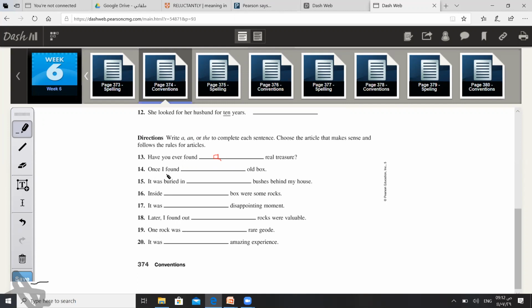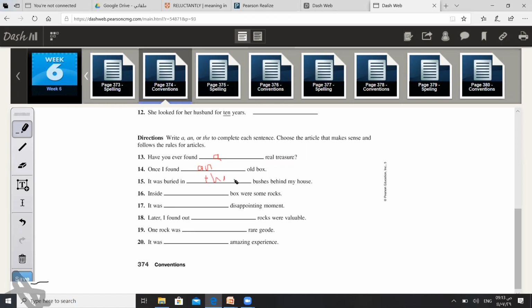"Once I found the box of books." Very good. And why "the"? I didn't mention a specific box, and all the books. "It was buried in the bushes behind my house." Yes, "the," because I'm mentioning where: the bushes behind my house. So actually, I finished the whole page.